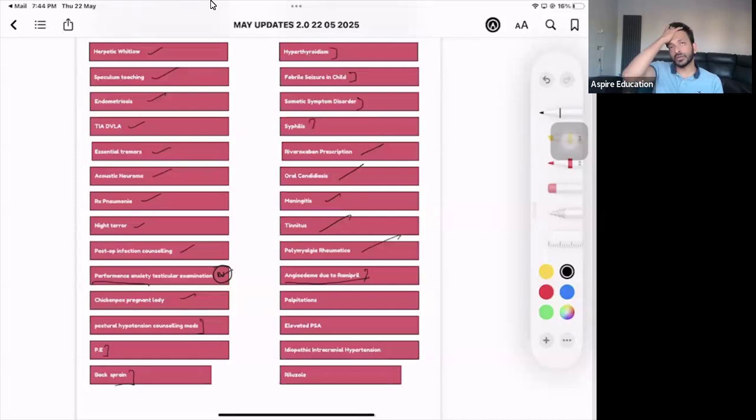We used to have this scenario that the patient has got a dry cough because of ACE inhibitors. And nowadays, I don't know, every other day they're giving a statin, or the patient has been given a calcium channel blocker. And because of that, the patient is coming with swelling in the legs. So very commonly it's coming. Palpitations, elevated PSA, idiopathic intracranial hypertension. Again, I don't know this station, why it's all the time coming.